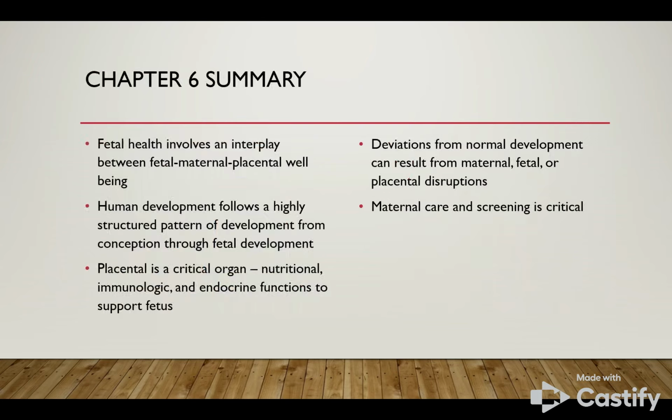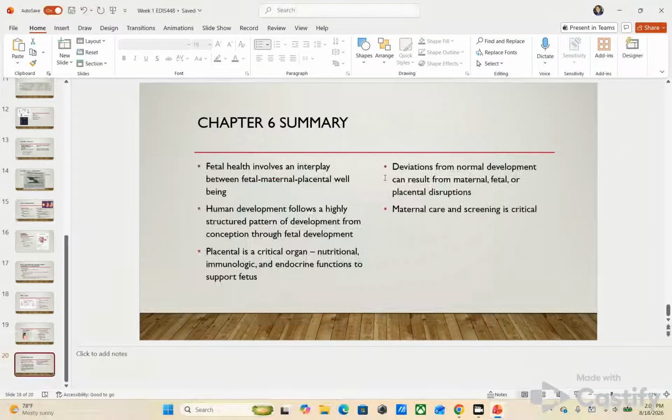So in summary, chapter 6. Fetal health involves an interplay between the fetus, the mother, and the placenta. Human development follows a highly structured pattern from conception all the way through fetal development. The placenta is a critical organ. It has nutritional, immunological, and endocrine functions that support the fetus. Deviations from normal development can result from the mother, the fetus, or placenta disruptions, and maternal care and screening is critical during pregnancies.